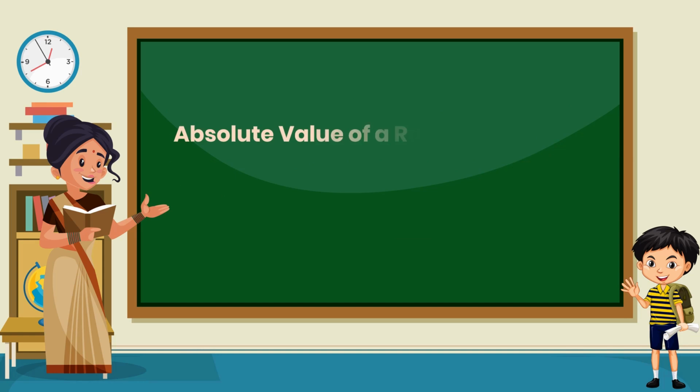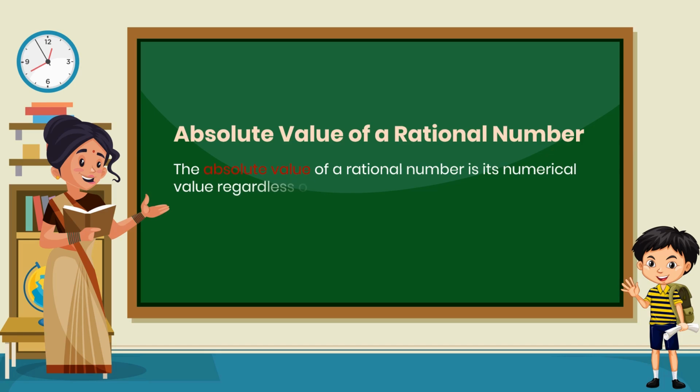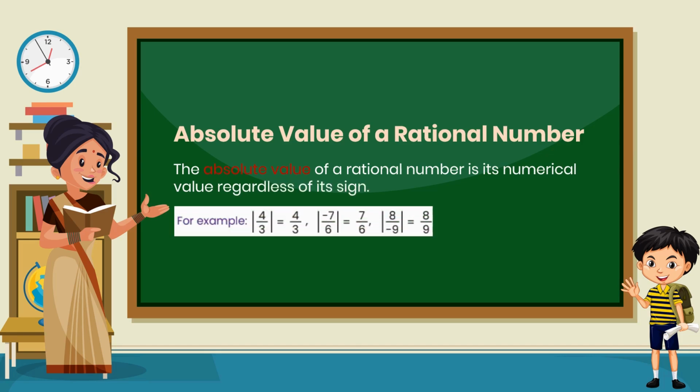Absolute value of a rational number. The absolute value of a rational number is its numerical value regardless of its sign. For example, the absolute value of 4 by 3 is 4 by 3. The absolute value of minus 7 by 6 is 7 by 6. And the absolute value of 8 by minus 9 is 8 by 9.